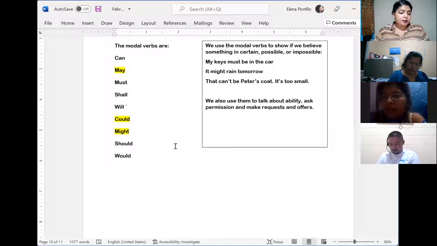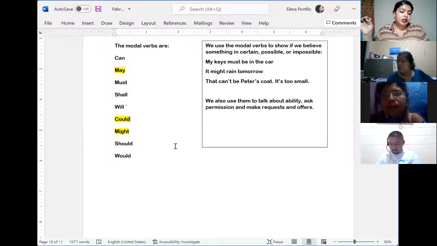Then we have some examples, and it says, they might come by car. Maybe they will come by car. That is a possibility, but it is not certain. They might be at home. Maybe they are at home. If we don't hurry, we could be late. Maybe we'll be late. We use can to make general statements about what is possible.